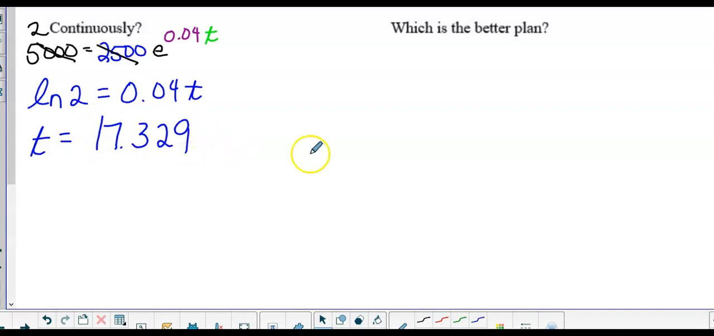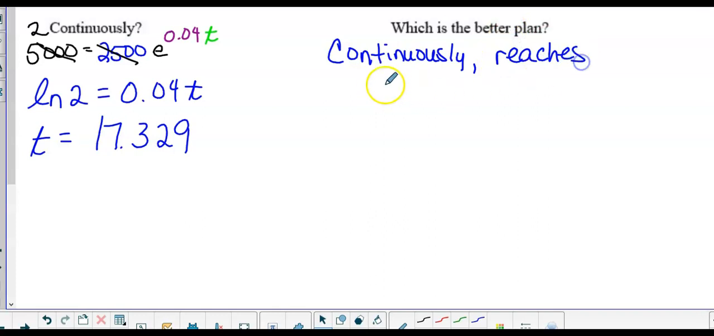17.329 years. So which one is the better plan? Well, this is the lowest number. So compounded continuously is the better plan. Reaches 5,000 fastest.